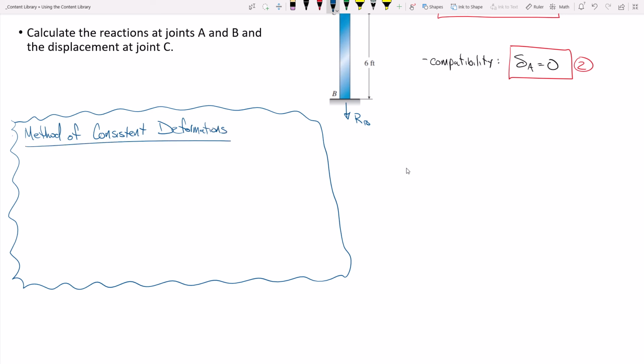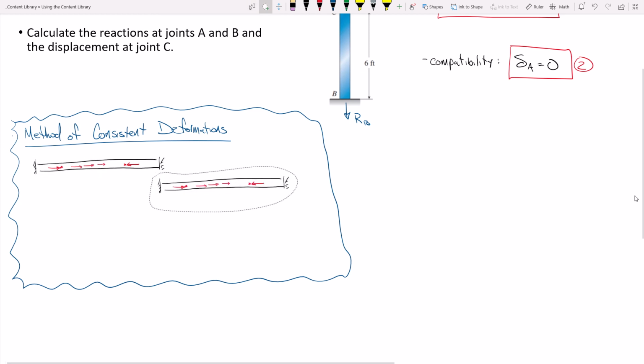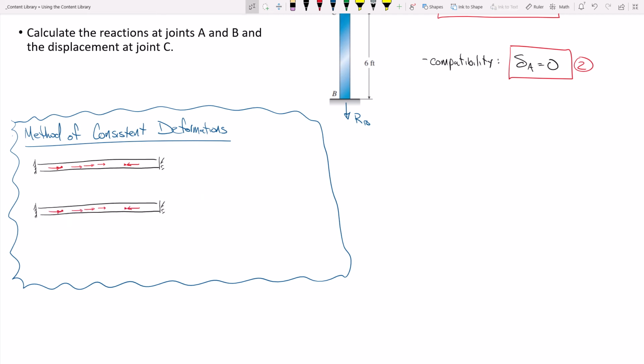So here's what the method of consistent deformations looks like. I have some bar, and let's say it's got a load right here, maybe a variable load right here, a load right there, all sorts of different loads on it, okay? So what I'm going to do is two separate analyses. In the first analysis, I'm going to delete one of those supports. Doesn't matter which one, okay?